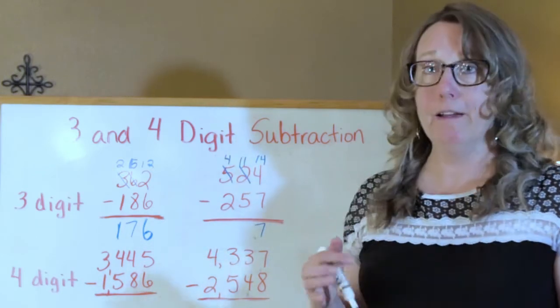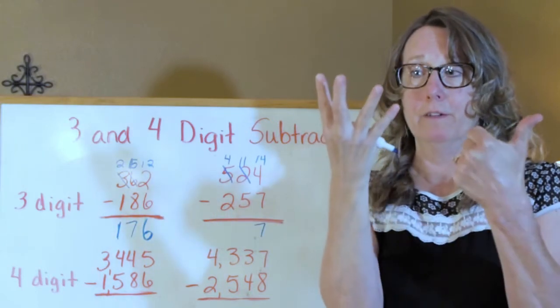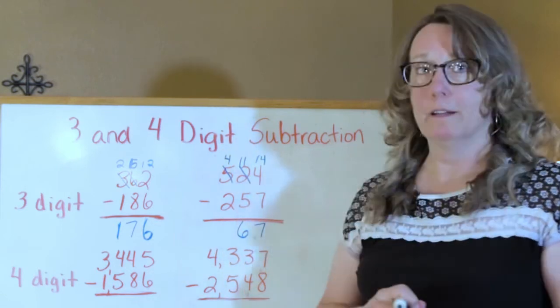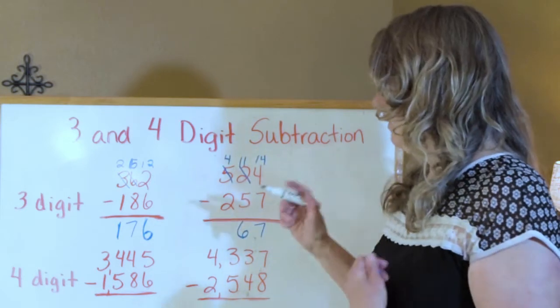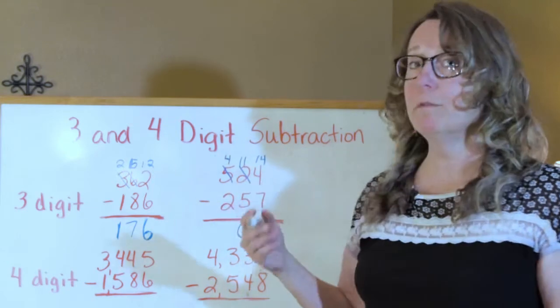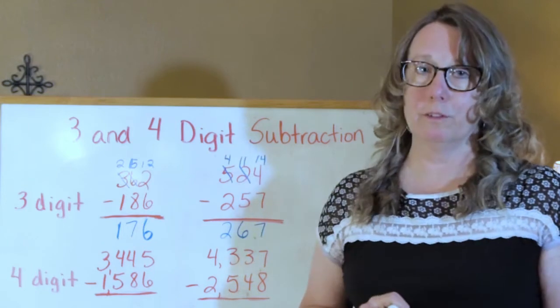Okay, 5, 6, 7, 8, 9, 10, 11. So our answer would be 6, or 60. Here we go. And then of course the last one is our hundreds place. 400 take away 200, 4 take away 2. Of course it's 2, so our answer is 267.